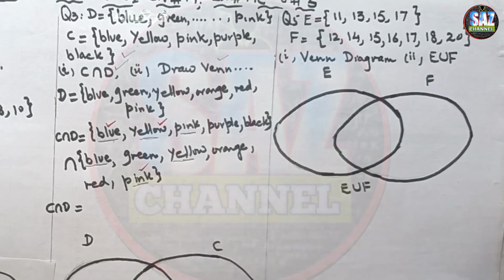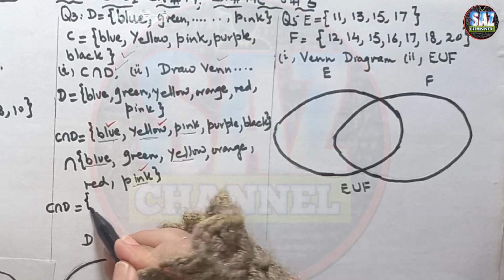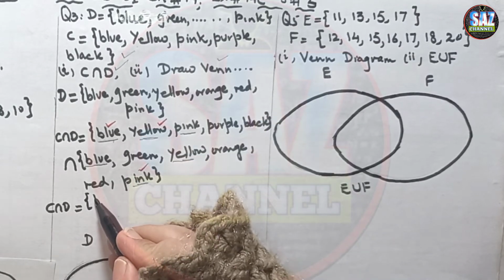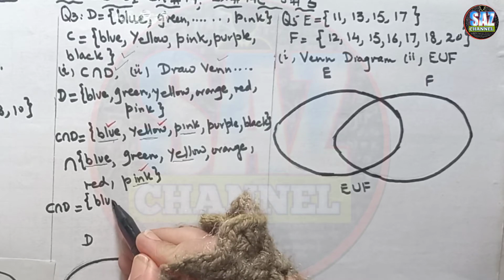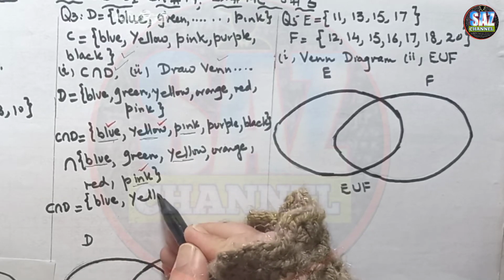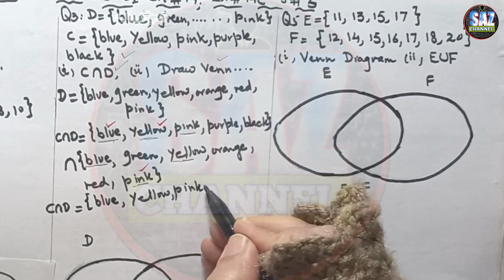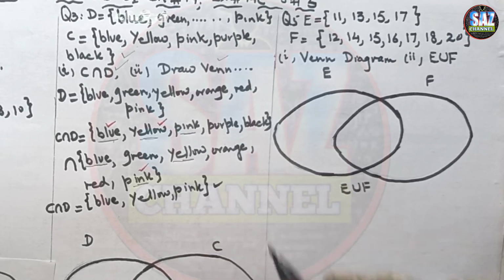Blue, yellow, and pink. Be careful. These are really easy questions, but they are tested in the CIE examination, so we should have a good command of these concepts. Blue, yellow, and pink. This is the answer for the intersection of this situation.